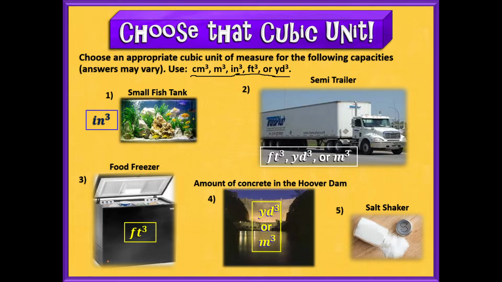Number 5, a salt shaker. A salt shaker is much smaller than a fish tank and everything else on this page. Which would be the best unit of measure to measure the capacity of a salt shaker? Centimeters cubed would be the best unit of measure. Okay?